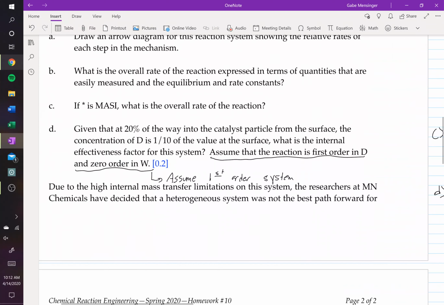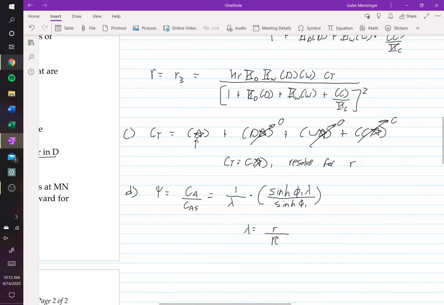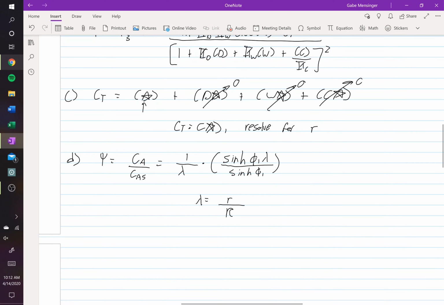So we're told that 20% of the way into the catalyst, the concentration of D is 1/10 the value at the surface. So we are 20% of the way into the catalyst, which means that we are 80% of the way to the surface, which is one way of saying that lambda is 1 minus 0.2 times capital R over capital R. So that's going to essentially be equal to 0.8.